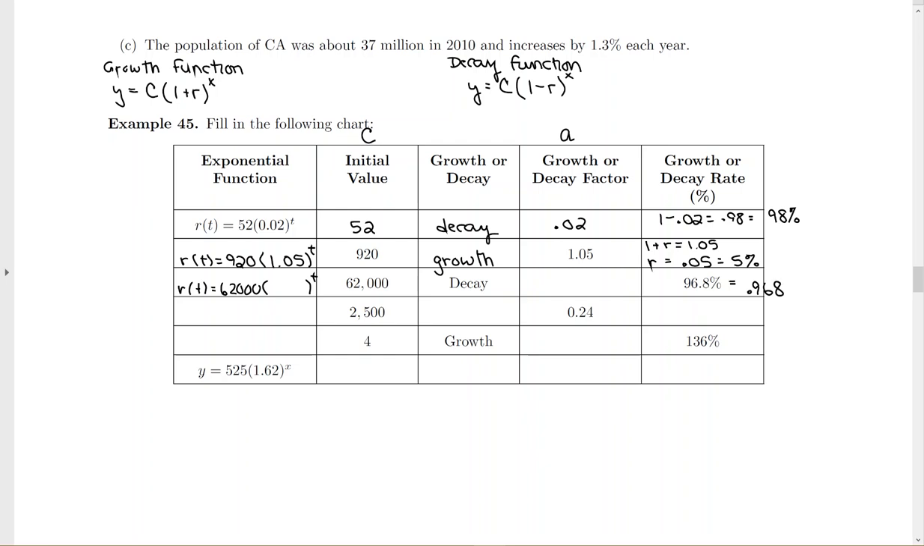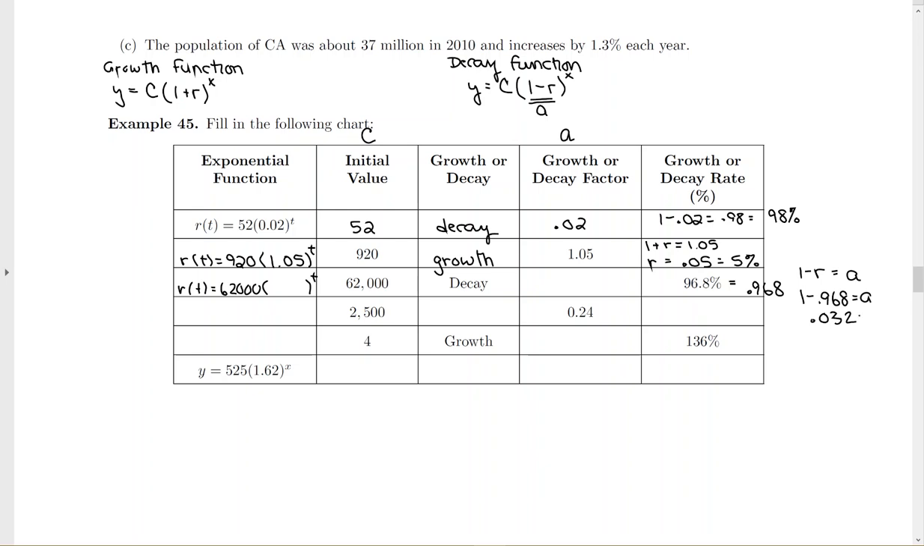0.968. Now that's a rate. That's an R value. I need the A. Remember, this whole thing is A. So I'm going to go off to the side: 1 minus R equals A. Our rate is 0.968. So 1 minus 0.968 equals A.